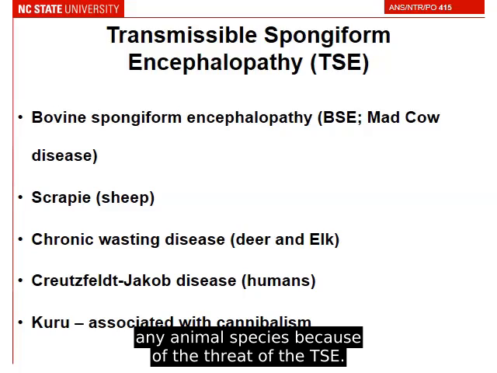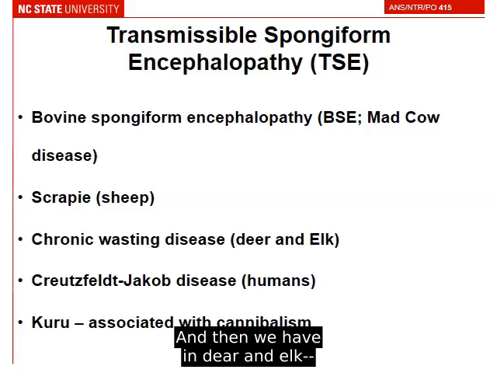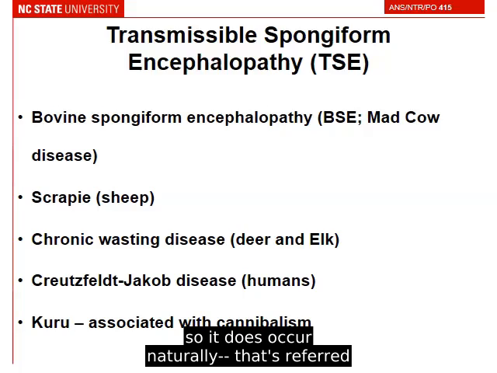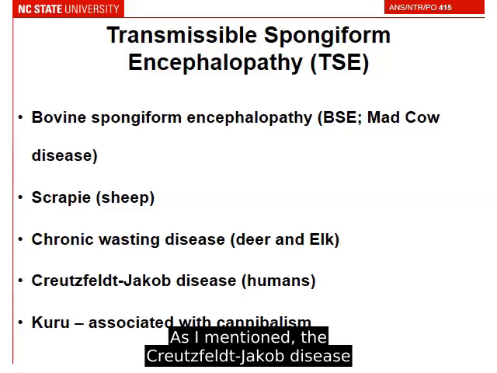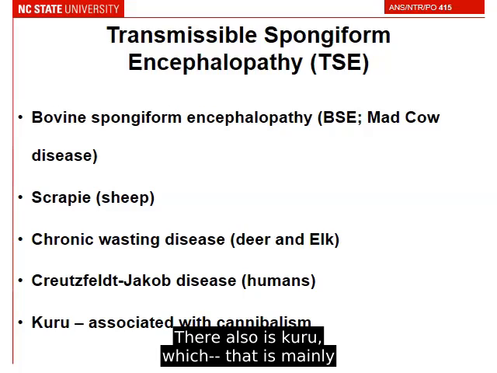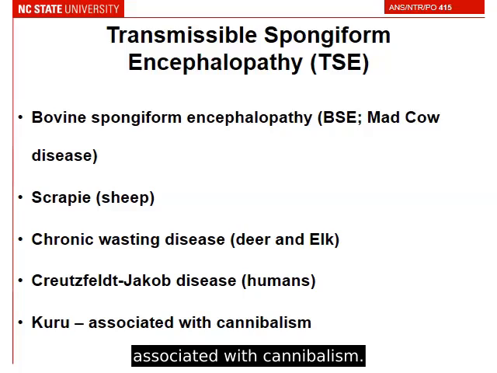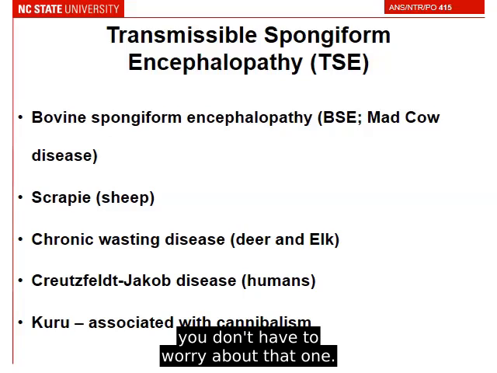In sheep, it's referred to as scrapie. And then we have deer and elk, so it does occur naturally. That's referred to as chronic wasting disease. As I mentioned, Creutzfeldt-Jakob disease is in humans. There also is kuru, which is mainly associated with cannibalism. So as long as you don't practice cannibalism, you don't have to worry about that one.